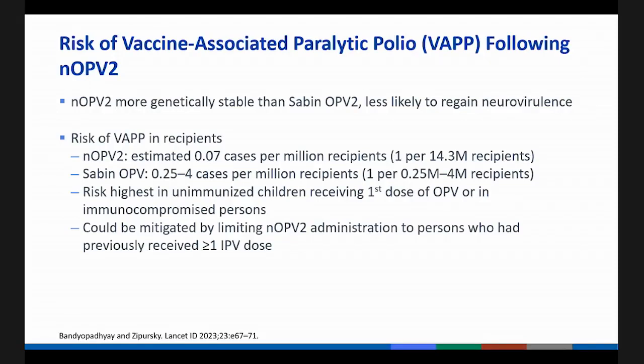14.3 million recipients. This is compared to Sabin OPV, with an estimated case rate of 0.25 to 4 cases per million recipients, or 1 per 0.25 million to 4 million recipients. And we know the risk of VAP is highest in previously unimmunized children who are receiving their first dose of OPV, or in immunocompromised patients. And the risk of VAP could be mitigated by limiting NOPV2 administration to persons who had previously received at least 1 dose of IPV.